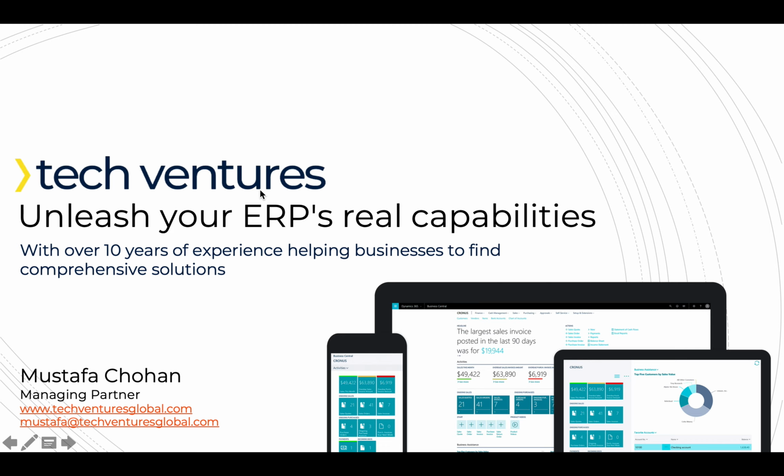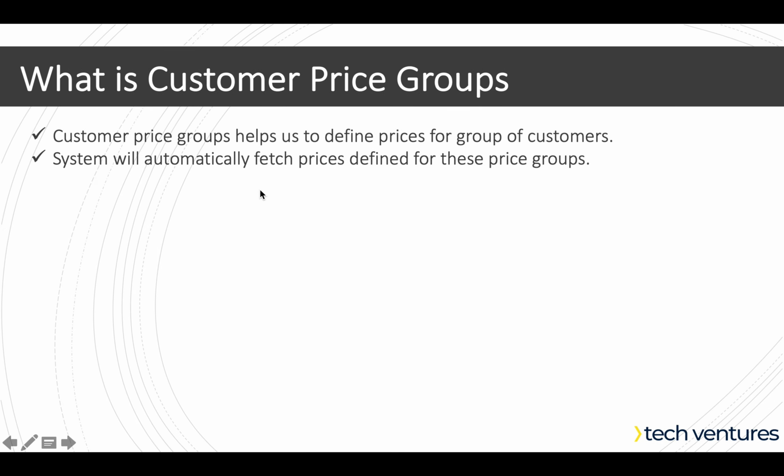In this demonstration, we're going to cover customer price groups. So, price groups is basically to help us define special prices for different groups of customers. It depends on every business scenario, like how they group their customers. So you can group customers based on prices, and you can attach these price groups on customer.